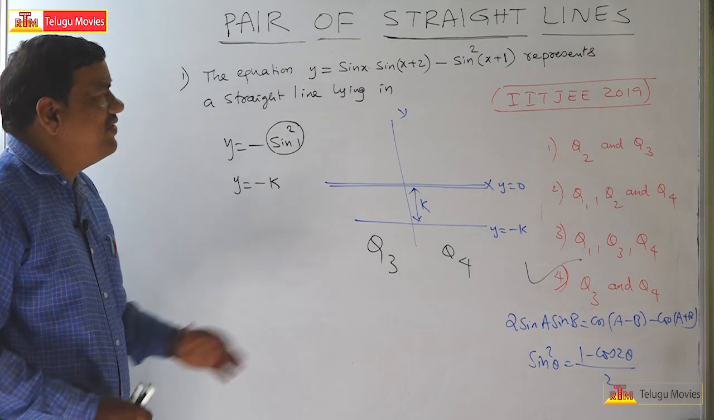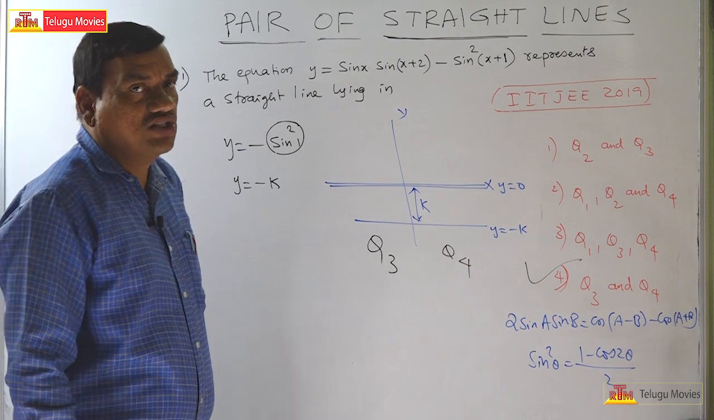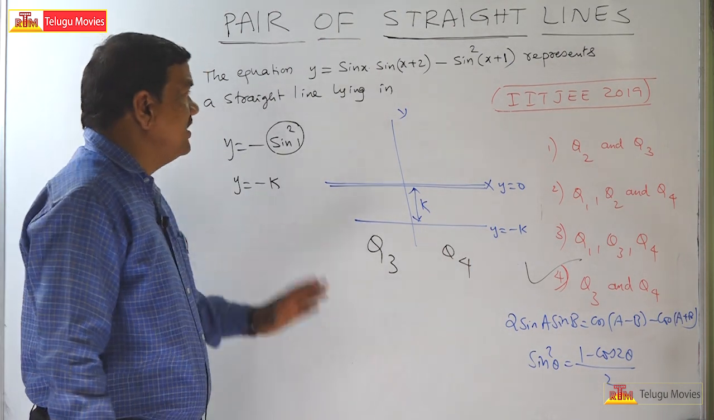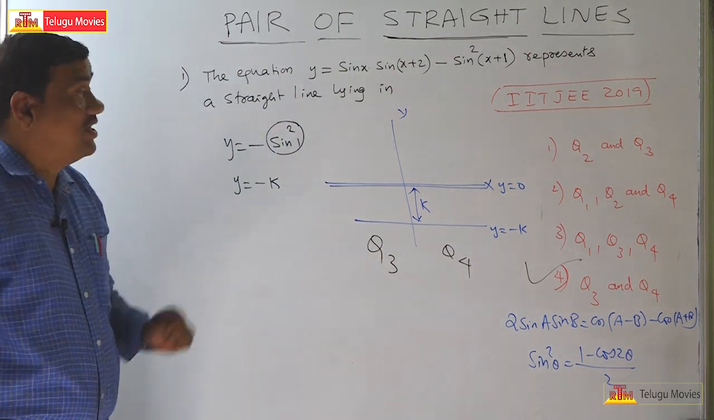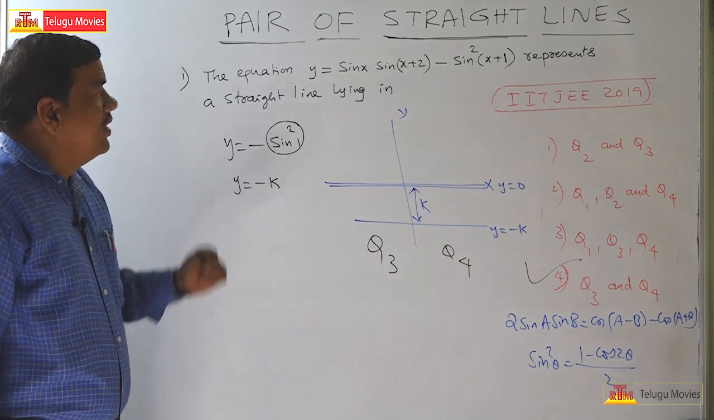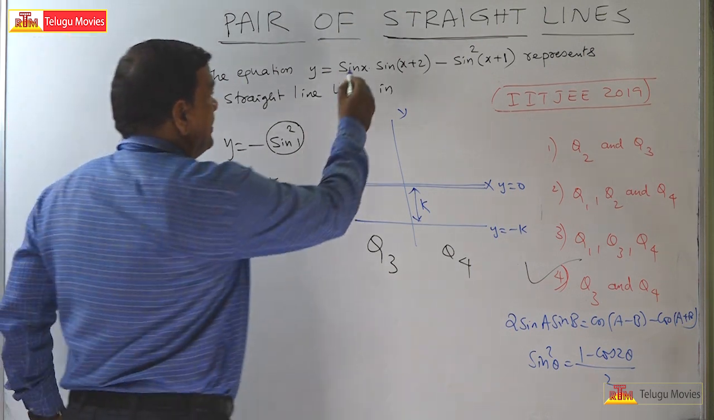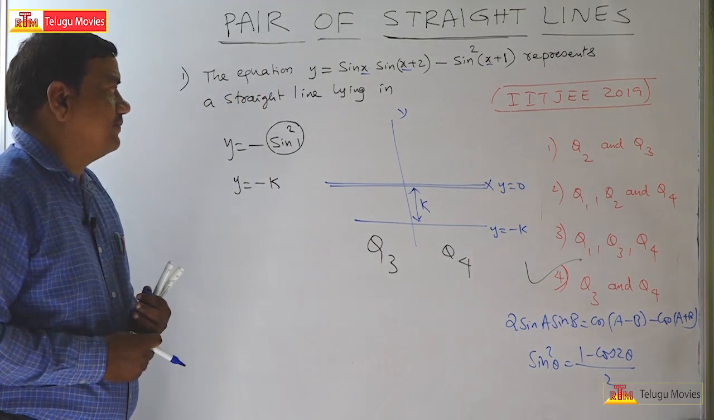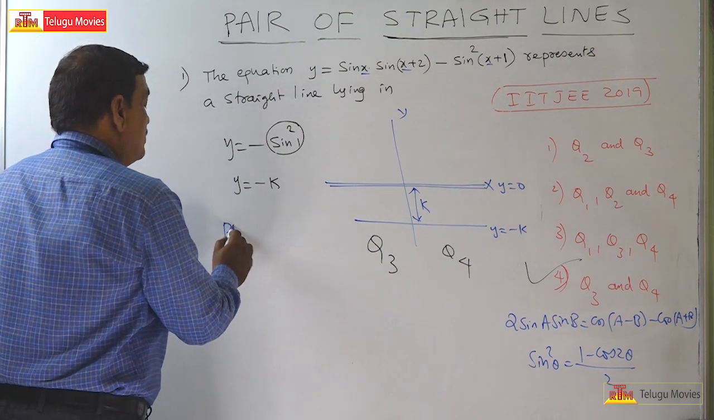Okay, now. This is a very easy concept, but of course we have not used any pair of straight lines concept here, but it is also one of the important models we got. The thing is, here we simplified the given trigonometric expression on the right hand side, and we got y is equal to minus sin square 1 degree. This also you can do in a short trick way. How? So here, he is not saying anything about x. He is not saying anything about x. That's why you can put x is equal to 0.